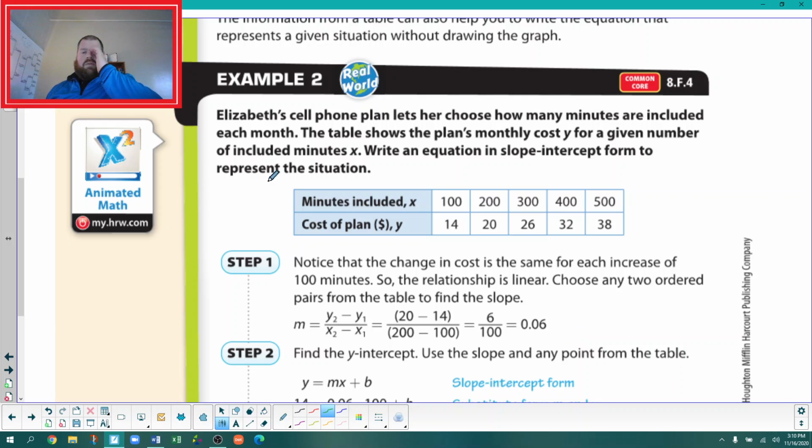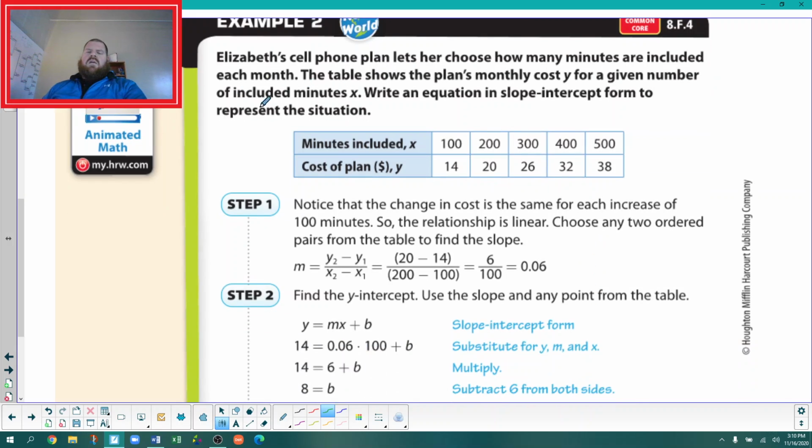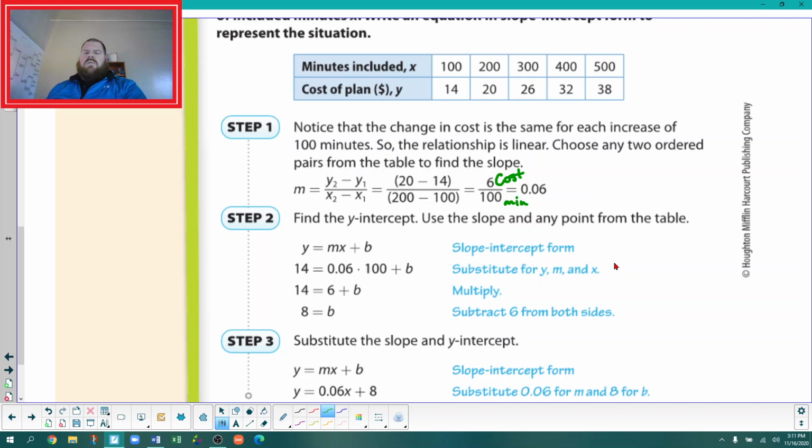So they find the slope, and they find out that it's 0.06. Now, what does that mean? I know that this question isn't really asking us that, but what does that mean? The y's were the cost, right? This means 6 is the cost over 100 minutes, which reduces down to 0.06, or 6 cents per minute is basically what it comes down to. And then we find the y-intercept from the table.